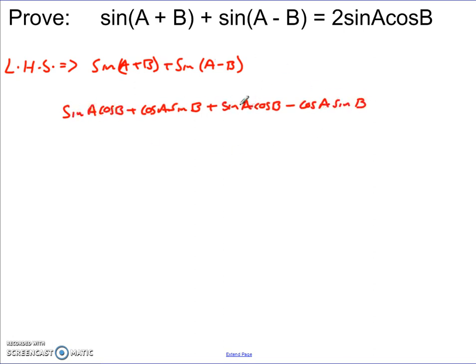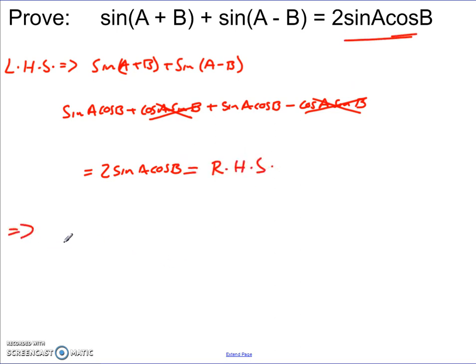Now I can look to simplify this whole thing. I've got a sin a cos b and a sin a cos b. So that's then equal to 2 sin a cos b. I've also then got a plus cos a sin b and a minus cos a sin b, so they cancel out. So what I'm left with is that's equal to 2 sin a cos b. Well, lo and behold, that's there. So I then know that that equals the right-hand side.